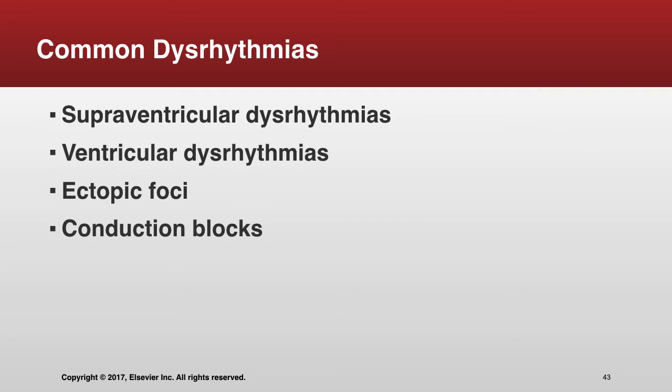Common dysrhythmias include supraventricular dysrhythmias, meaning that the electrical conduction is coming from outside of the ventricle, above the ventricle. Then the ventricular dysrhythmias, the ectopic foci, which means that it's coming from somewhere else in the heart from where we expect it to come. And then we have conduction blocks, where the electrical conduction doesn't flow through where it ought to go.